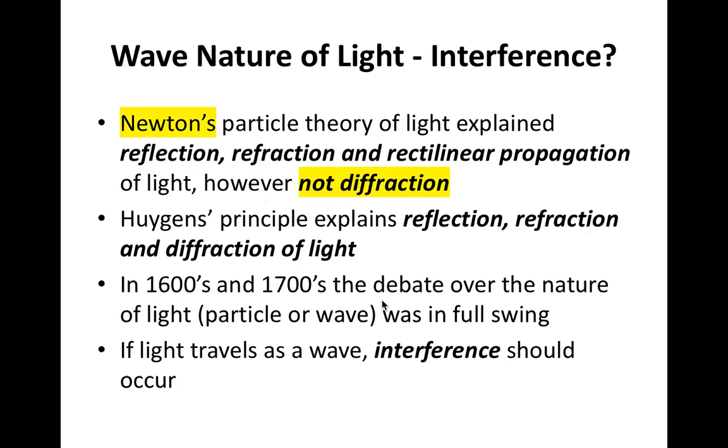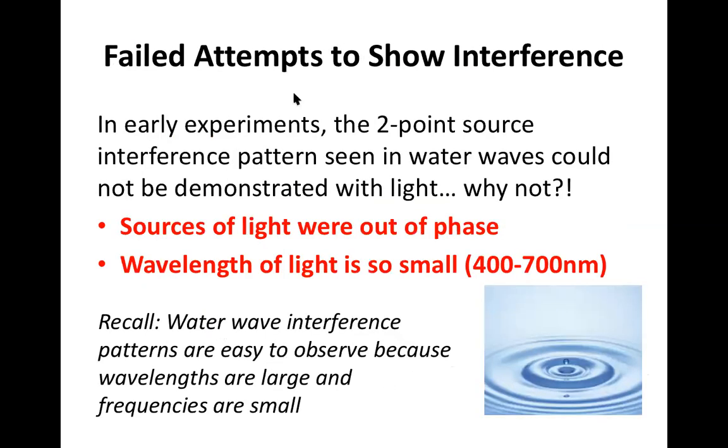In the 1600s and 1700s, the debate over the nature of light, particle or wave, was in full swing. And at this point, if light travels as a wave, interference should occur. It should be able to be demonstrated if light is a wave. So unfortunately, the early attempts to show interference patterns with light just could not be seen like the water waves. You could not demonstrate it with light.